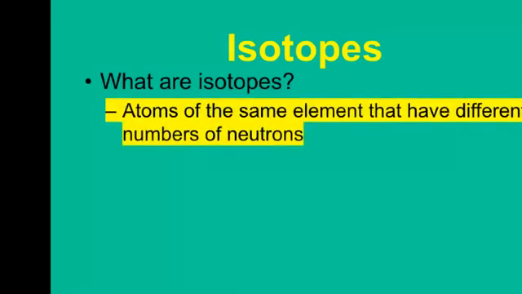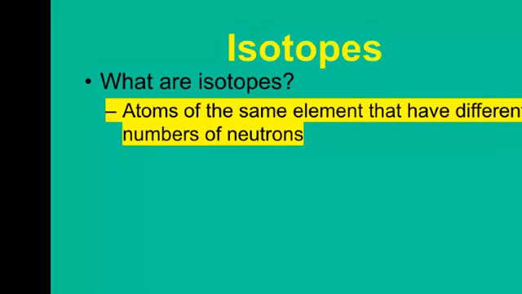So a little review for us. On your document, you have some questions and then some fill in the blank notes type stuff. So this first one is, what are isotopes? If I have it highlighted in yellow, right? That means you are writing it down or typing it. So on your document, you are going to write down this definition: atoms of the same element that have different numbers of neutrons. That is an isotope.